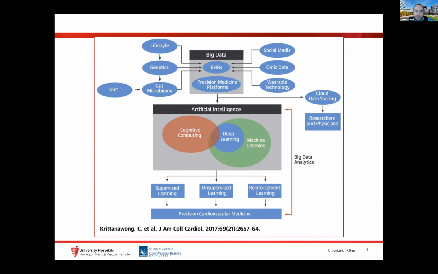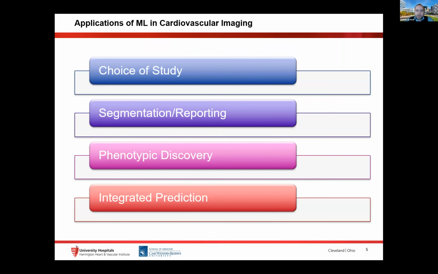And that can be fed into a precision medicine platform, which can be fed into a pipeline for machine learning and artificial intelligence. That could include supervised learning, unsupervised learning, and, although minimally used, reinforcement learning in precision medicine, especially cardiovascular medicine. So when I conceptually think about applications of machine learning in cardiovascular imaging, I think of 4 different applications.